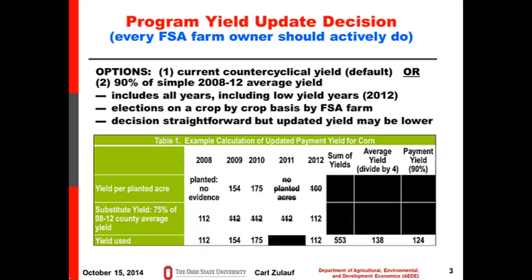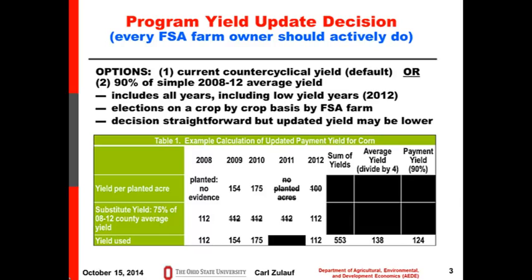The other thing that I would point out that is a really important consideration in this decision is FSA will allow you to self-report your yields, and then they will come in and randomly select people to be checked for the verification of those yields.